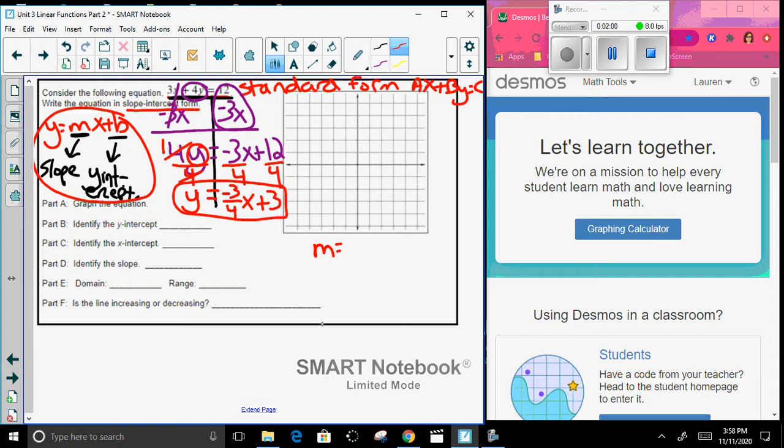So what is our slope? Very good, it's negative 3/4. What is our b value, our y-intercept? And that would be positive 3. So in order to graph, which it says in part A, where do I start? Very good, start at the y-intercept. Put a dot there. And then do your slope, your rise over run. So the negative 3 in the rise tells me to go down 3. The positive 4 in the run tells me to go right 4.